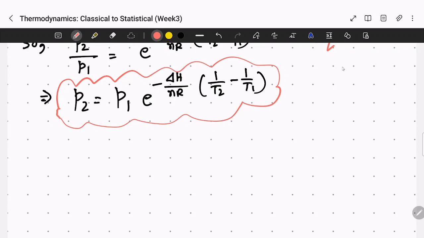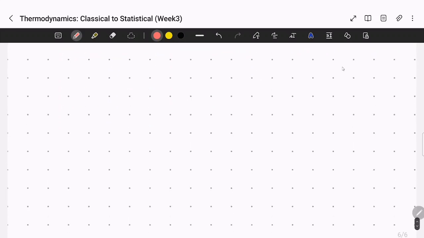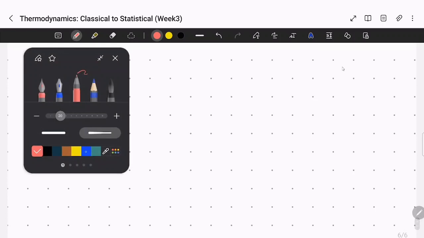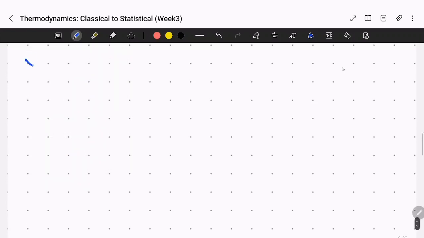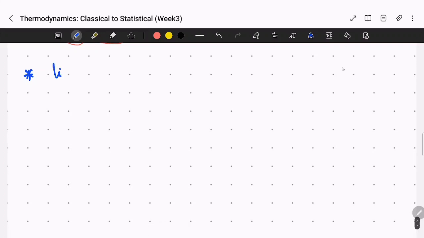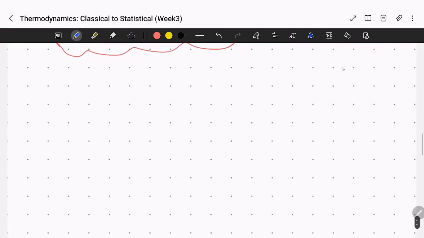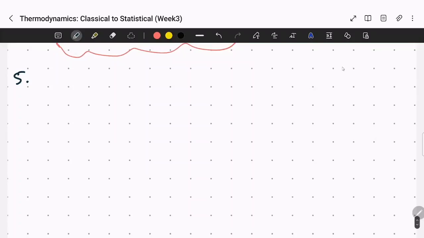Now we have to cross-check the applications. First is liquid to vapor or gas. For liquid to vapor, these things are done in the class, so it's not important. So let us move to the problems. Fifth problem, I think, for today's class, or fourth problem. Let me first write the problem.